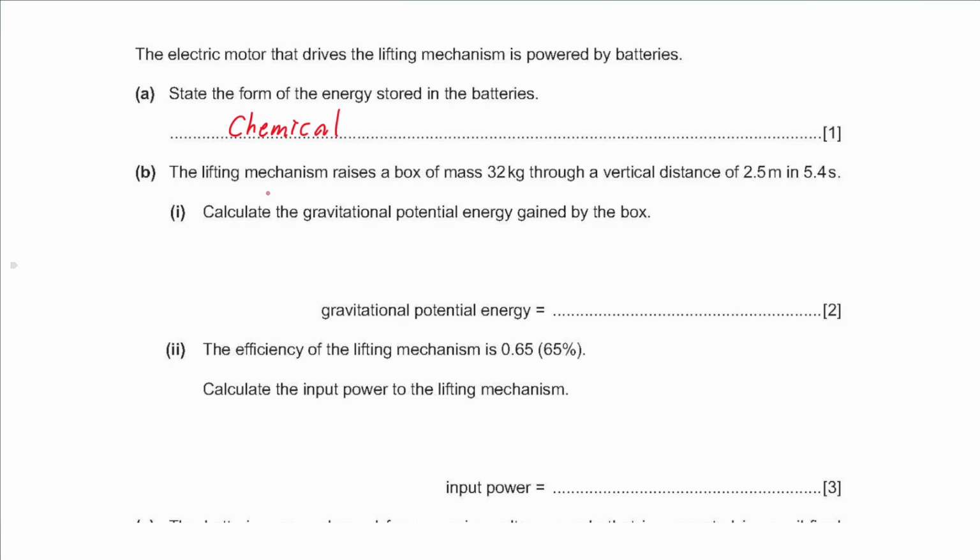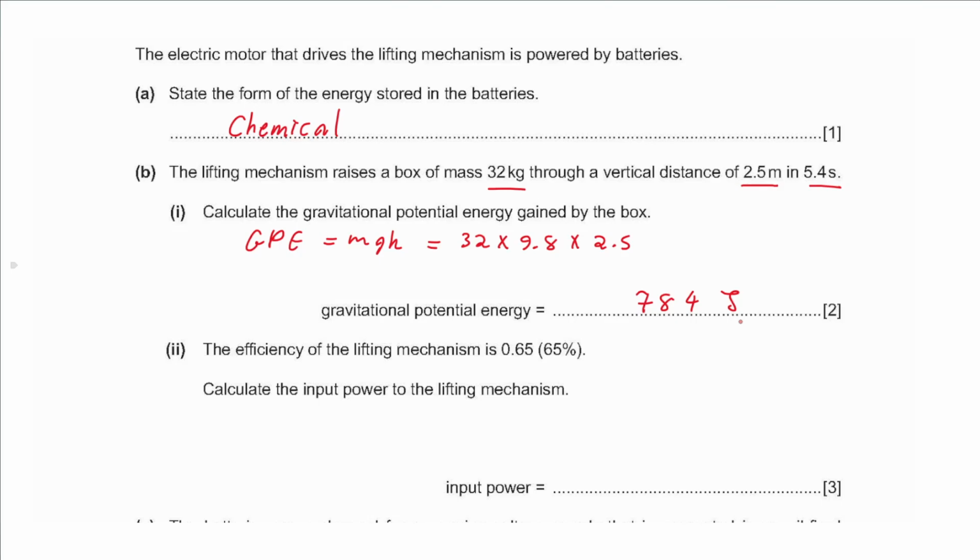Part B says the lifting mechanism raises a box of mass 32 kilograms through a vertical distance of 2.5 meters in 5.4 seconds. Calculate the gravitational potential energy gained by the box. So GPE is equal to mgh. And we substitute 32 kilograms by 9.8 by the distance 2.5. This gives an answer of 784 joules, or we can approximate it to 780.